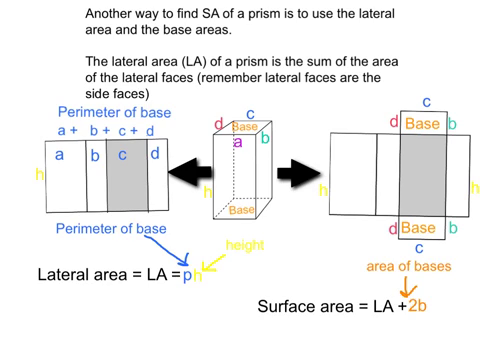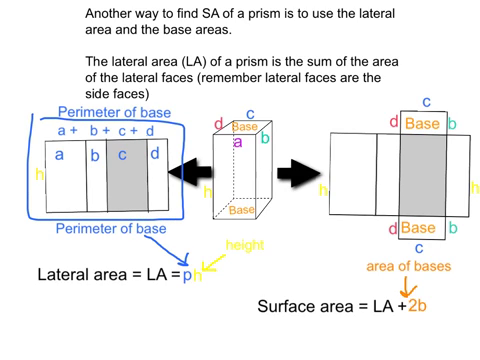Another way that we can find the surface area of a prism is to use the lateral area and the base areas. The lateral area of a prism is the sum of the area of the lateral faces. Remember that lateral faces is just a fancy name for the side faces. So our lateral area is equal to the perimeter of the base, so basically all of this, the perimeter, times the height, which we see here.